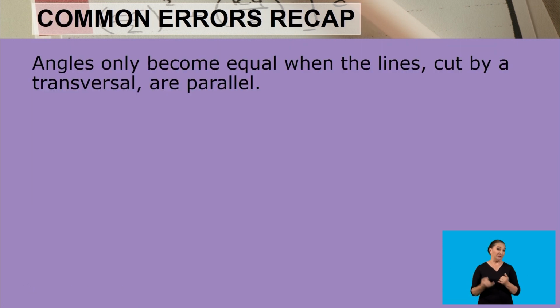Just an error that usually happens. Please remember that angles only become equal when the lines that are cut by a transversal are parallel. So do not relate to corresponding angles as equal unless you have been given either a marking or in the sentence it is stated that the lines are parallel. Then you know that those corresponding angles or the alternate angles are going to be equal.